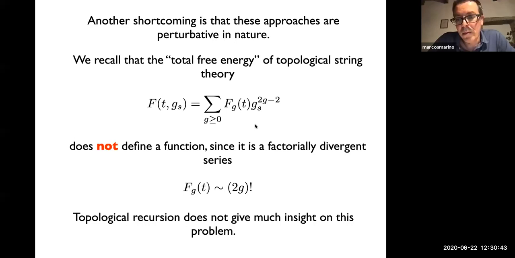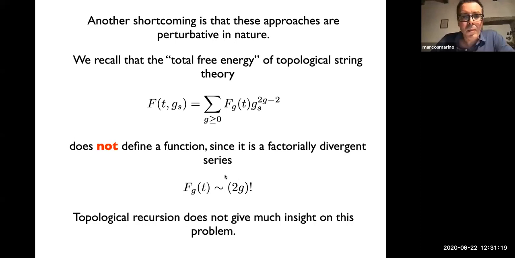And one simple reason is that if you fix the value of t, this is a factorially divergent series. So this F_g(t) grows like (2g)!. And this is something that you have to face when you do perturbation theory in string theory. And already in physical string theory, this is something you have to live with. Topological recursion, for example, does not give you much insight on how to solve this problem, because the only goal of topological recursion is to produce for you this family of F_g's. So if you want to go beyond perturbation theory, you have to do something else.